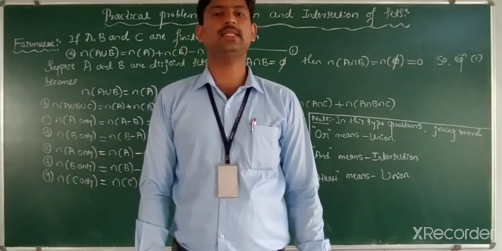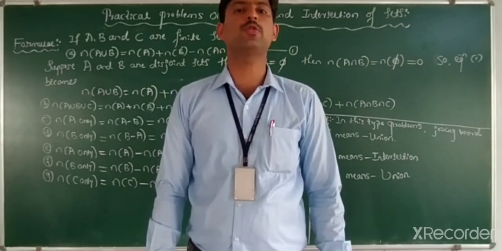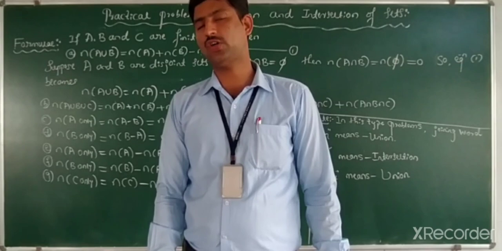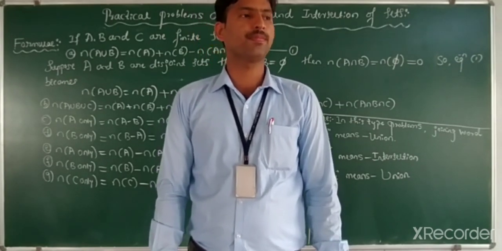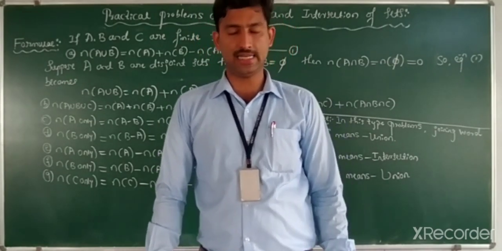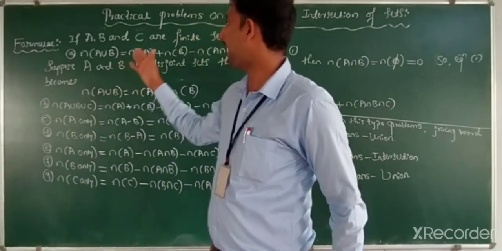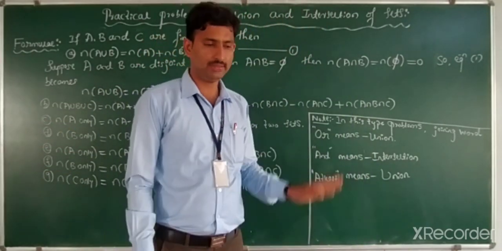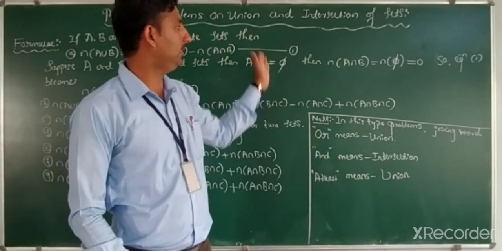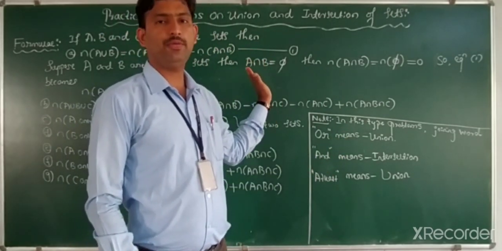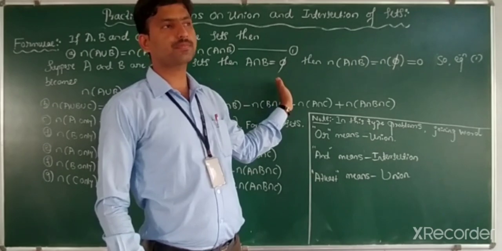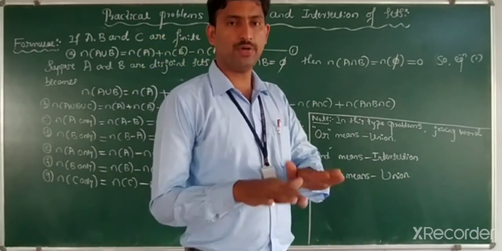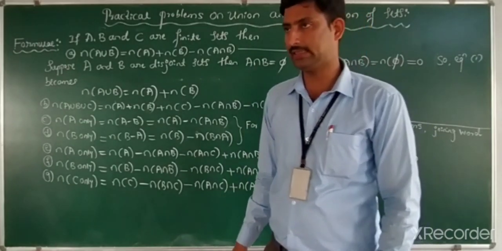In the last classes, we have discussed some properties of intersection of sets. Under that, we solved some exercise problems. One of the last stages is the practical problems on union and intersection of sets, which is the last concept, and this is some of the theory part we have to discuss, and after that some problems based on these formulas. That completes your first unit, that is sets.